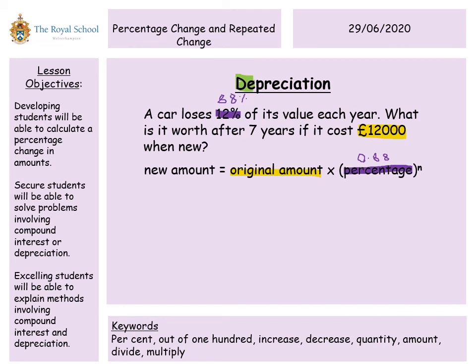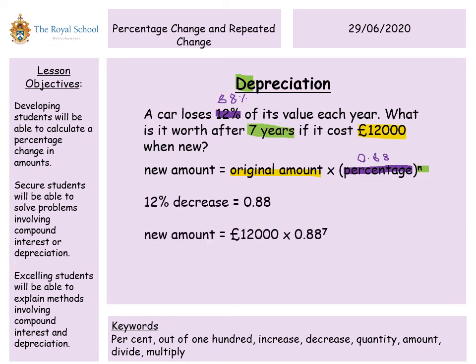And the easier part to spot here is the amount of years over which this has occurred, and we can see here that's 7 years. So our final calculation here is going to be our £12,000 times 0.88 to the power of 7, and that's going to give us £4,904.11. And again, if you get a longer decimal there, remember that we're dealing in money, so it only makes sense to round it appropriately to 2 decimal places.